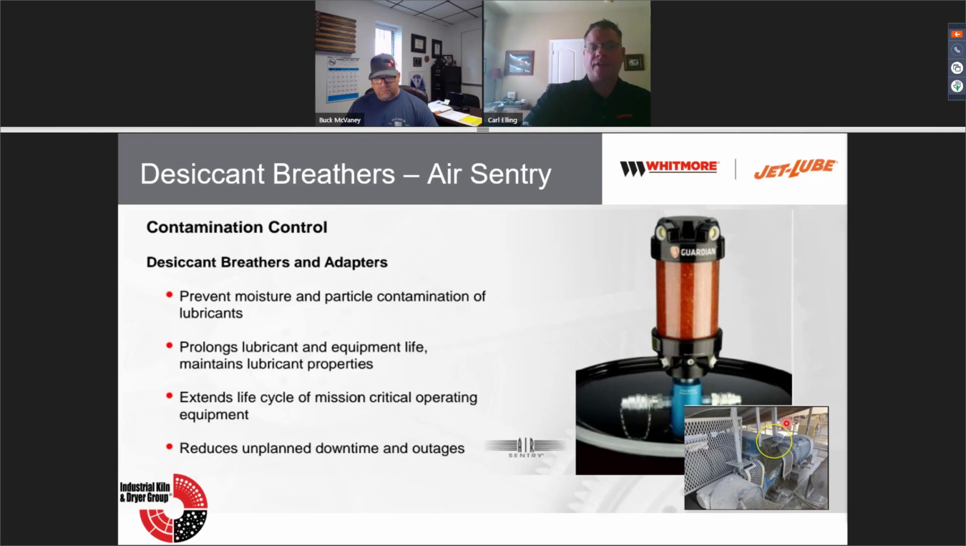So this is a good application for your desiccant breathers. And this is a primary one, because if you see here, it looks like it's got a heat shield. So just watch your temperatures. If they're 150 degrees or more, I would definitely put a heat shield so you can use one of these.